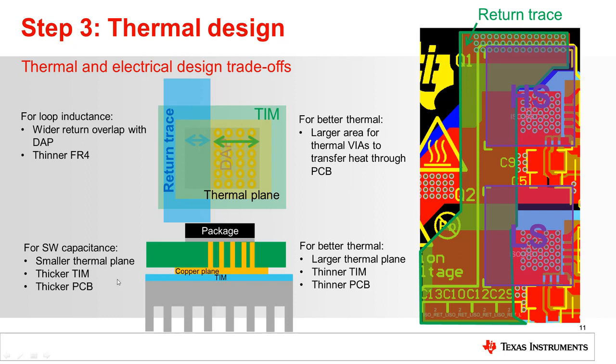To have a reduced switch node capacitance, a smaller thermal plane is preferred, along with thicker TIM and thicker PCB to increase the distance between the switch node and heatsink. For a better thermal performance, on the other hand, it would be better to have larger thermal plane, thinner TIM, and thinner PCB for better heat transfer and smaller thermal impedance.